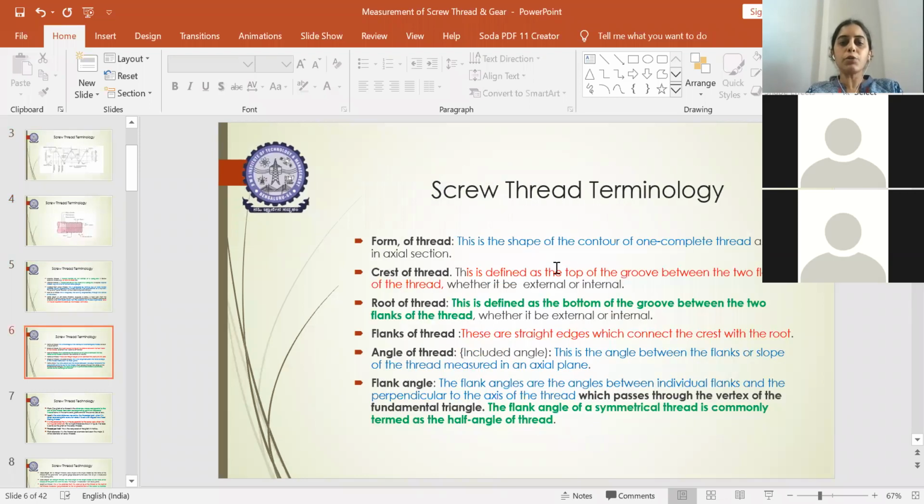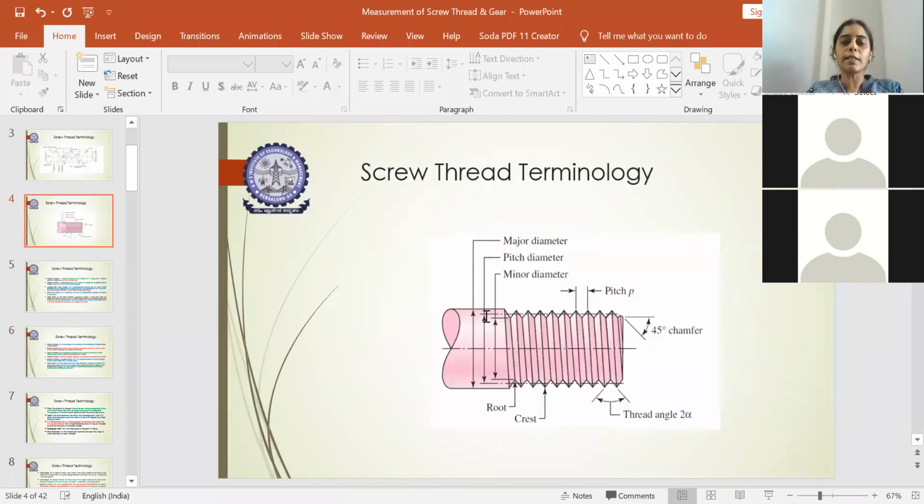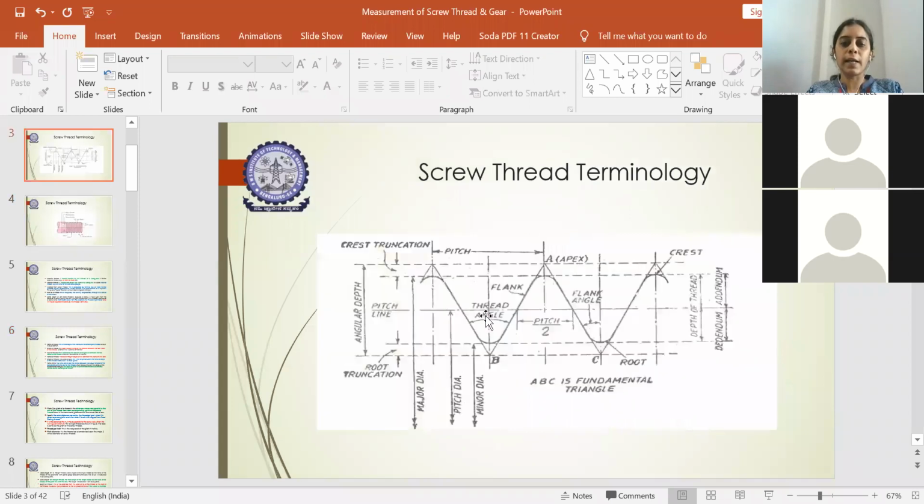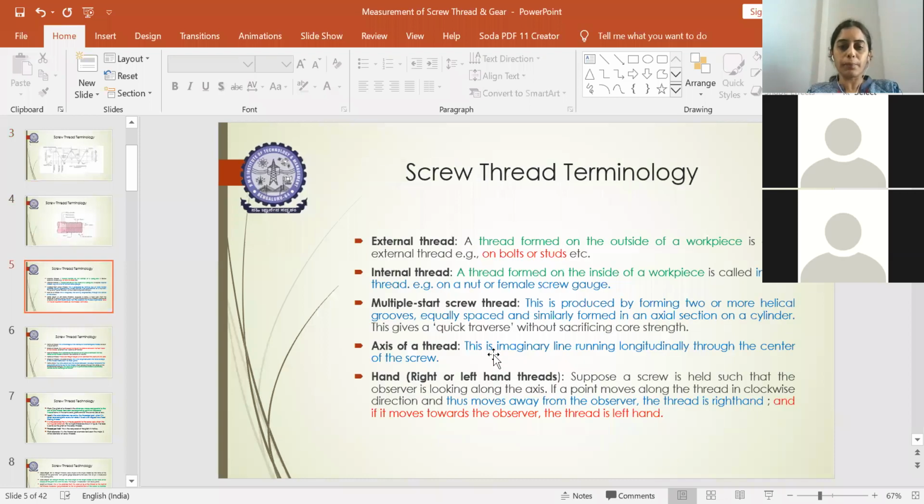And similarly, you should see what you mean by root. Root is defined as the bottom of the groove between the two flanks again. So the crest and the root are connected with the help of the flanks. So these are the flanks, which connect the crest to the root of the given helical groove.